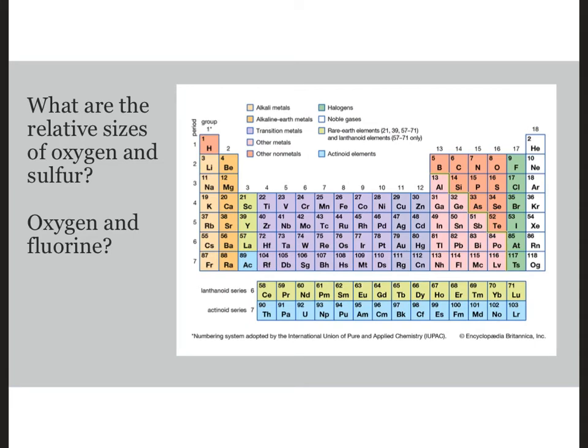What if we compare the relative sizes of oxygen and sulfur? Both elements are in group 16, but oxygen is in the second period while sulfur is in the third. Since sulfur has valence electrons in the n equal 3 principal energy level, it will have a larger atomic radius than oxygen. If we compare oxygen and fluorine, we see that the higher effective nuclear charge experienced by fluorine will cause its atomic radius to be smaller than that for oxygen.